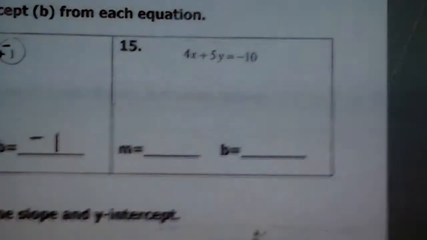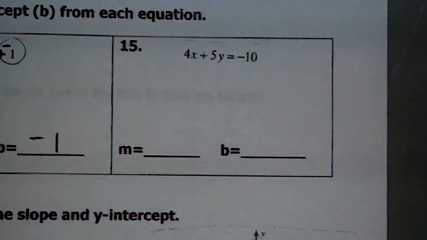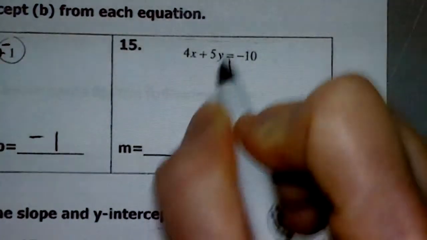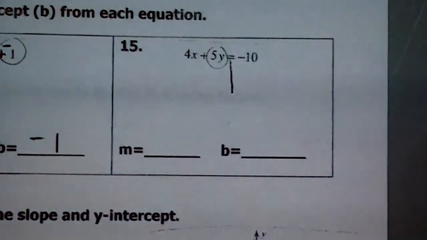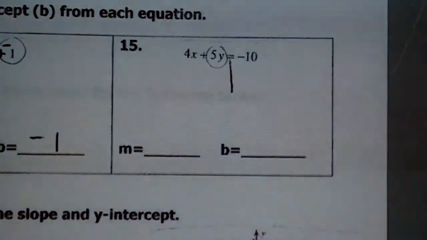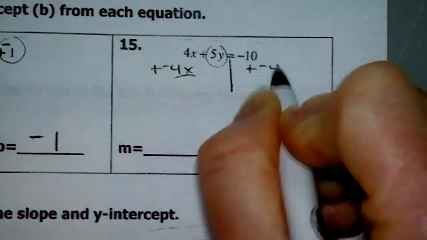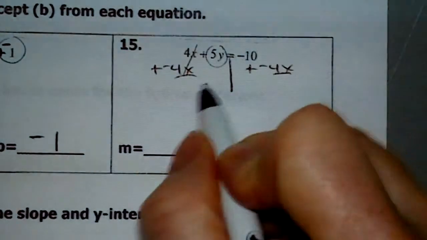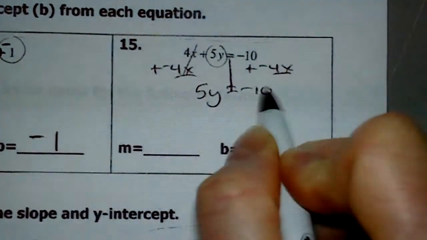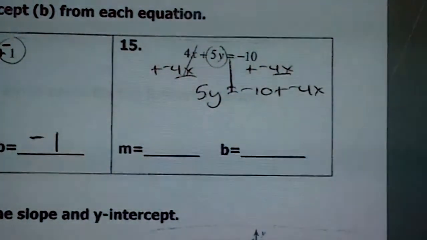This isn't solved for y. You need to get y by itself before you can do what we just did. So to get y alone, I'm going to start by getting 5y alone. That means I want to cancel out 4x from this side. How do you cancel out numbers that are being added? You add the opposite of them. So I'm going to add a -4x to each side. 5y equals -10 plus -4x.